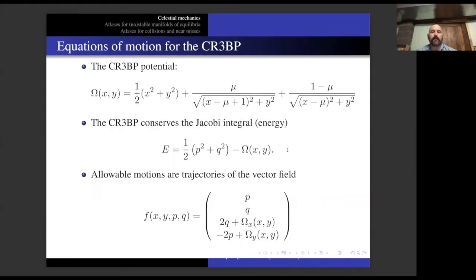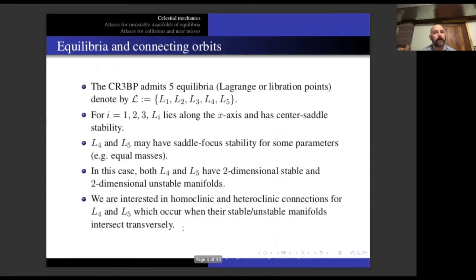So the equations, if you're interested, are the following. This is a Hamiltonian system. You have this potential, which is just some function on the configuration space, and you have this conserved quantity, the energy, I'll call it. Sometimes it's called the Jacobi integral. So this is conserved. The trajectories follow this vector field here, in terms of this potential, which is the vector field that the massless particle follows.